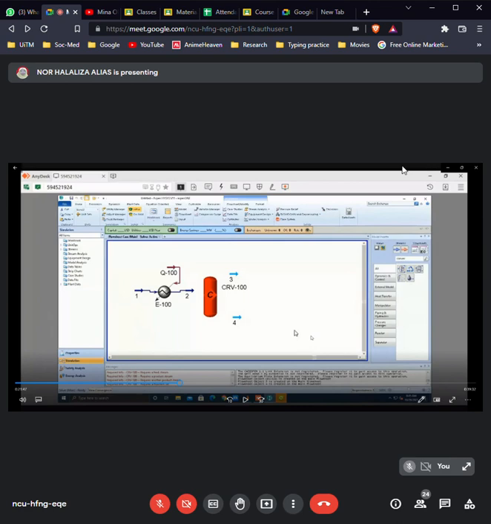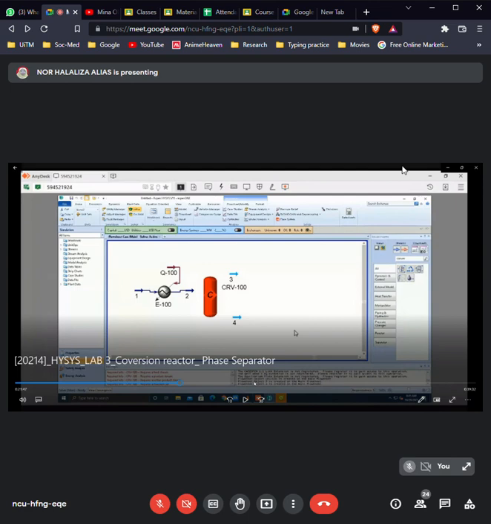Kenapa two output streams? Because you tahu the conversion of n-heptane is not 100%. So of course kita akan ada 15% of n-heptane converted to toluene, and then also the remaining unreacted n-heptane, which is 85%, will come out juga. Okay, so kita akan ada dua stream kat situ lah.